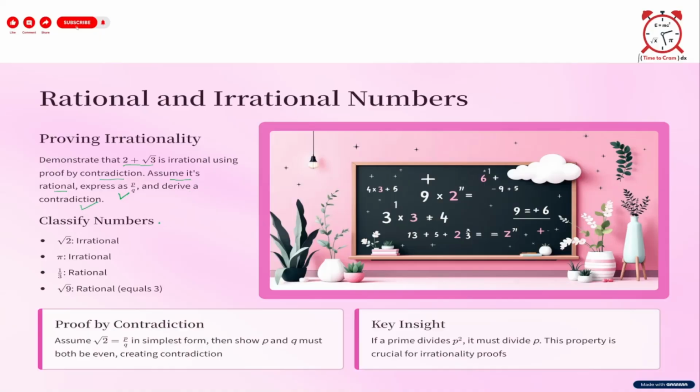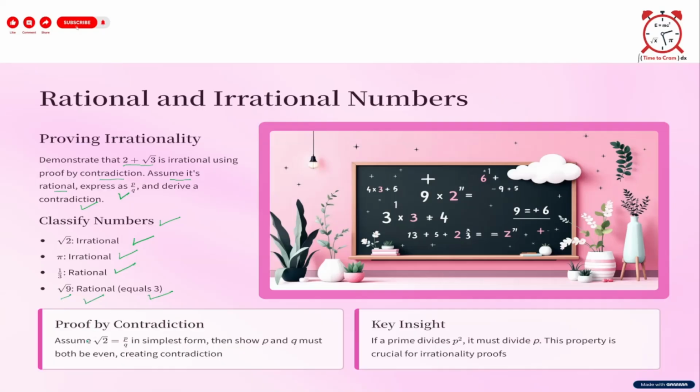Then classification of numbers. If some real numbers are given, then you have to classify them into rational and irrational. Root 2 is irrational, pi is irrational, 1 upon 3 is a rational number, and square root 9, because the square root is possible, it is 3, so it is rational.